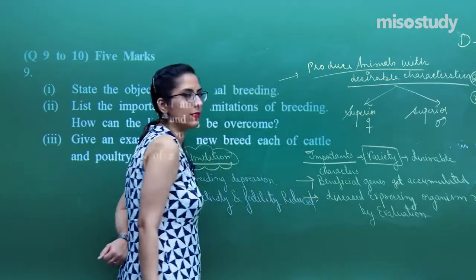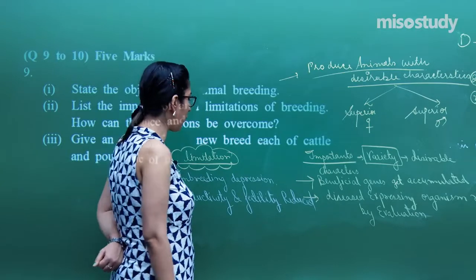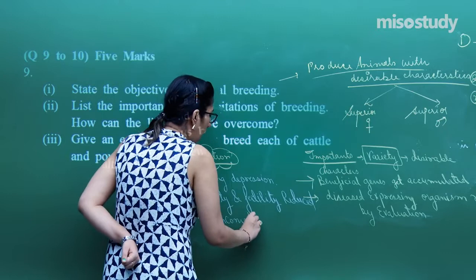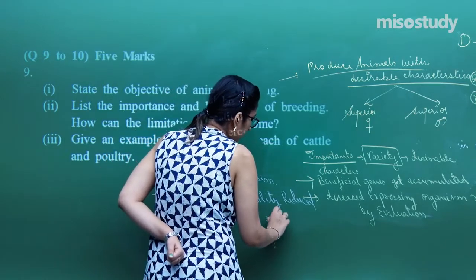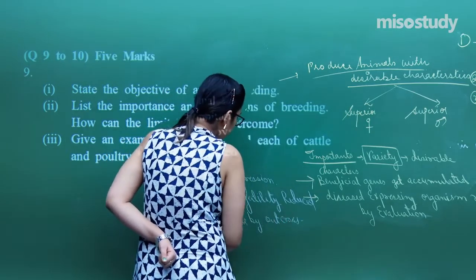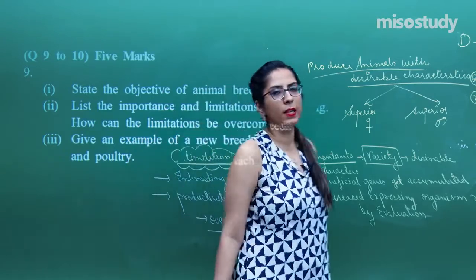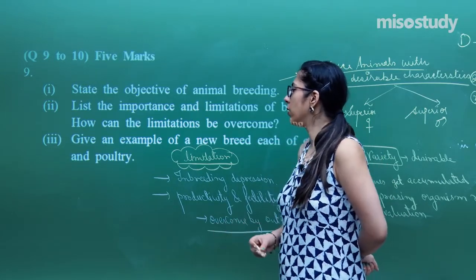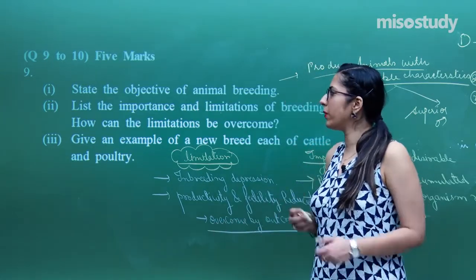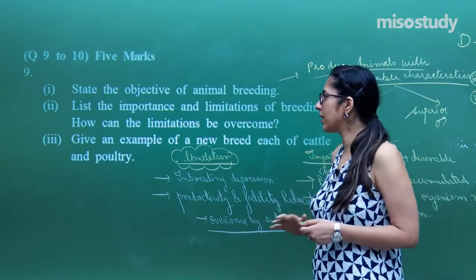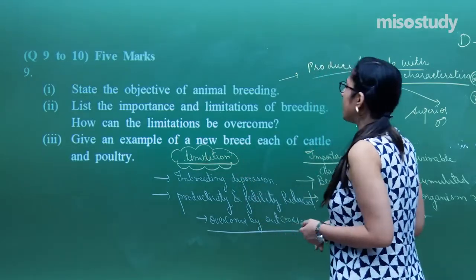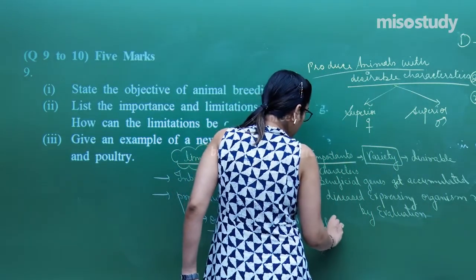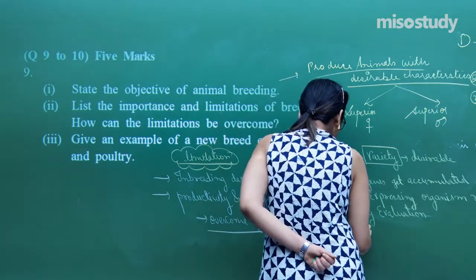Now, this question asks how we can overcome such a problem. This can be overcome by outcross. Even for a single generation, if we go for an outcross, whatever the problems associated with inbreeding can be removed. Now, the third part of question 9 states, give an example of a new breed of each of the cattle and poultry. In the cattle, when I was discussing cattle, I discussed Hisar Dale.